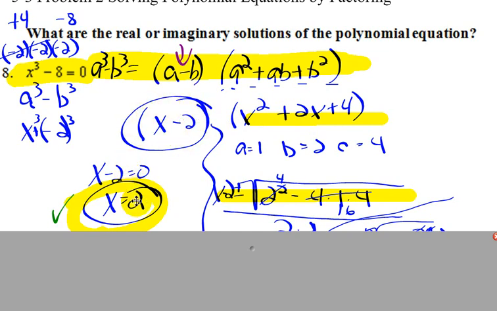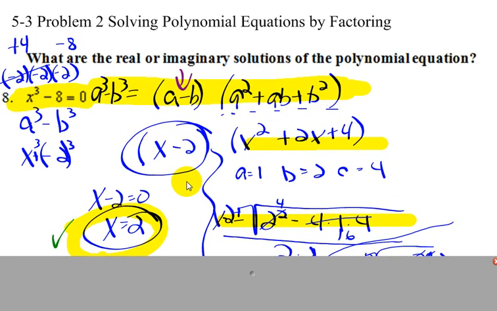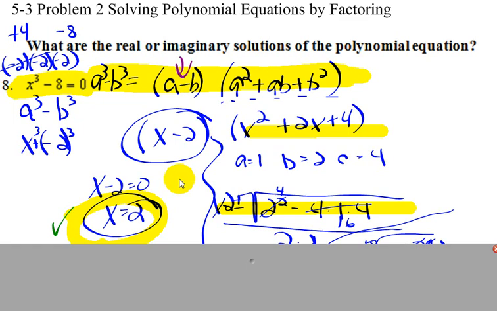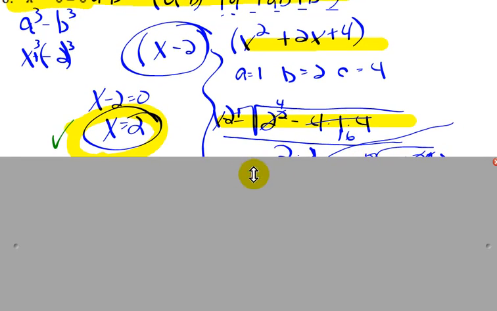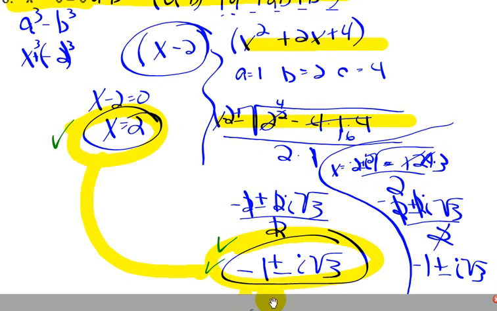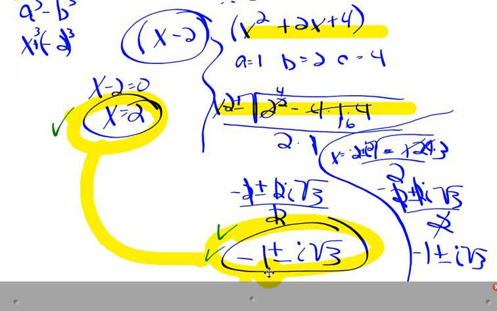Right? So we're going to get a 2 from this one. That's easy. So we've got one of ours, and it is cubic, so it's going to have 3. So we need 2 more. So plugging this trinomial a, b, and c into the quadratic equation and solving, we're going to end up with x is equal to negative 1 plus or minus i radical 3. So there's your 3 answers: x equals 2, and x equals negative 1 plus i radical 3, and negative 1 minus i radical 3.